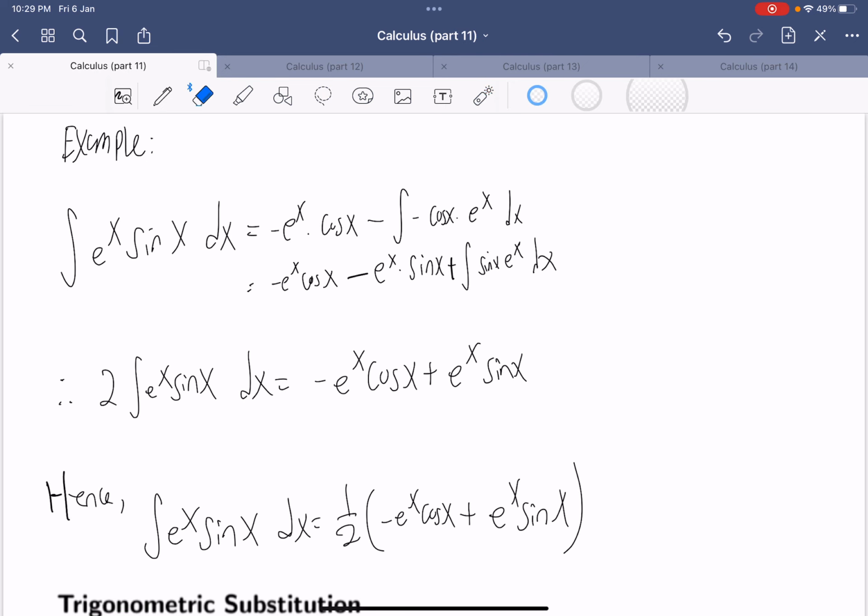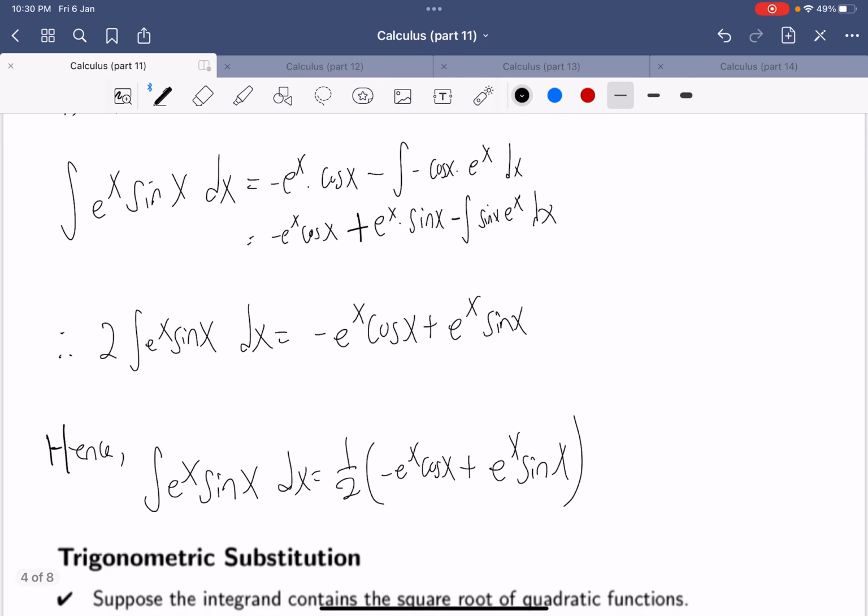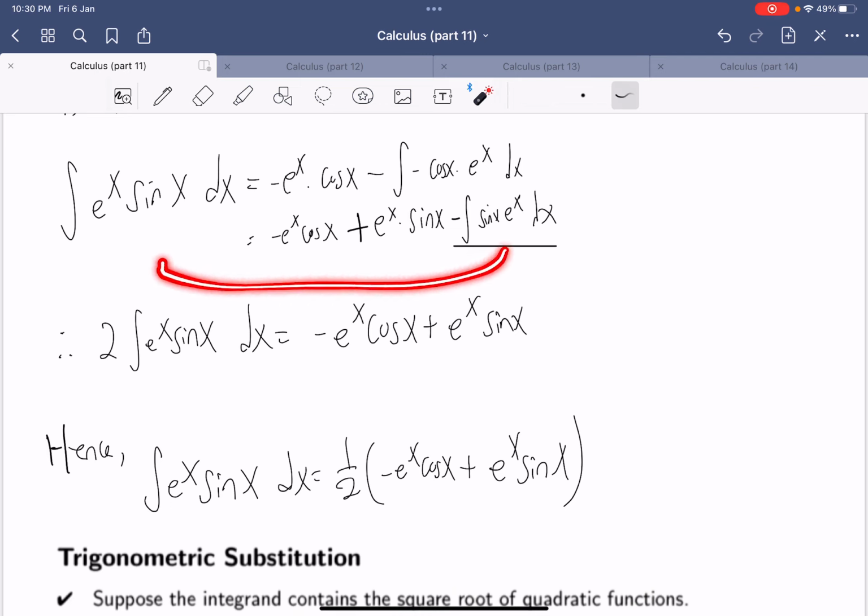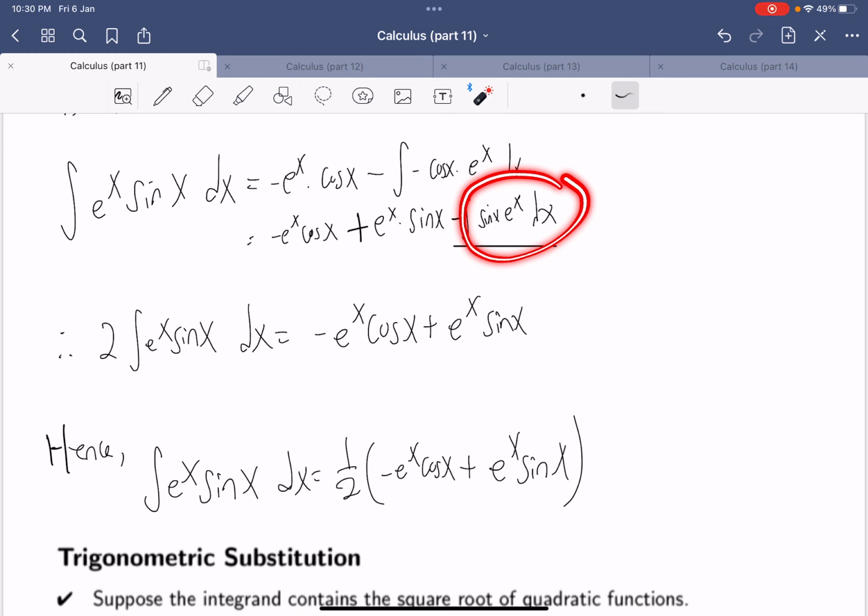we can move this over to the other side. Because this is still minus the integral of sine x e^x, so what we want to do is now we can bring this over to here. And that's another common trick, where you're able to realize that this integral appears again and then just bring it over, so they're equal because they're the same integral.